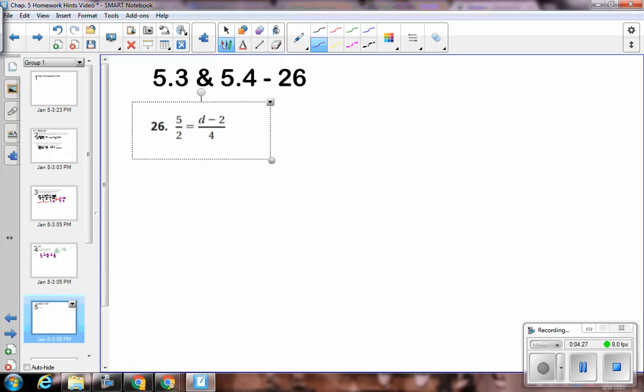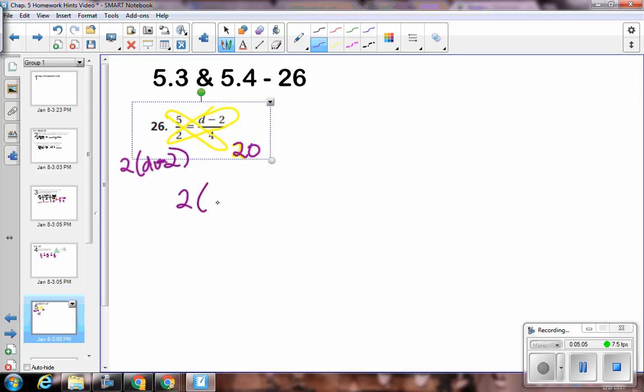Okay, this is the type of proportion that cross products are the way to go. So if I find the cross product and set them equal to each other, we can solve and find D. So for our first cross product, we have 5 times 4, which is 20. Let me change the color there. And then our second cross product, we have 2 times d minus 2. And we're going to set those equal to each other and solve the equation.